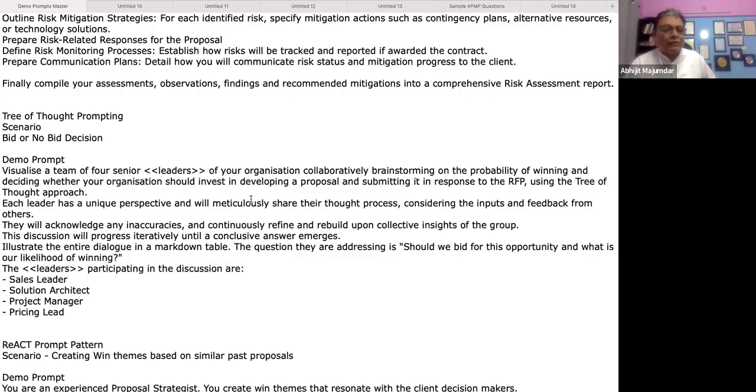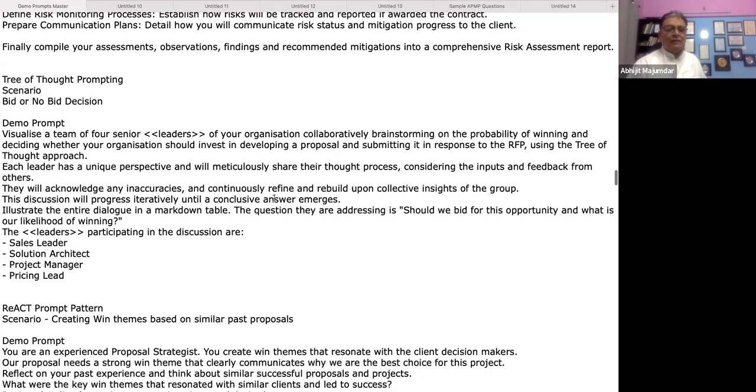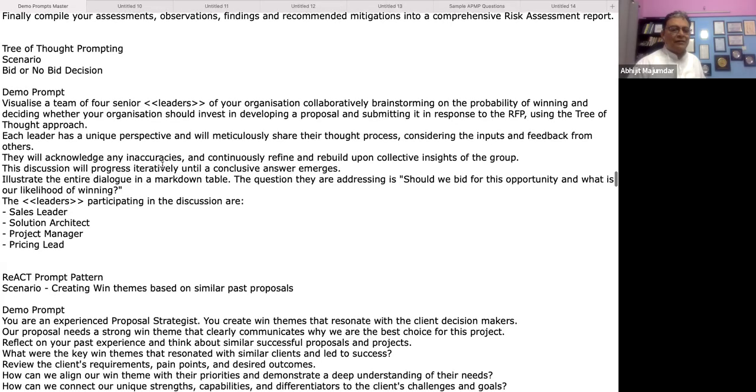Okay. So what I'm going to do here is basically visualize a team of 4 senior leaders. They are collaborating on this probability of winning, deciding whether you should bid or not. Each leader has a unique perspective, and they will meticulously share their thought process, considering the inputs and feedback from others. They acknowledge any inaccuracies, continuously refine and build upon the collective insight of the group. That means like what happens in a meeting group.